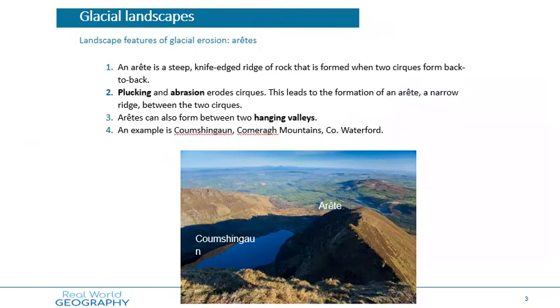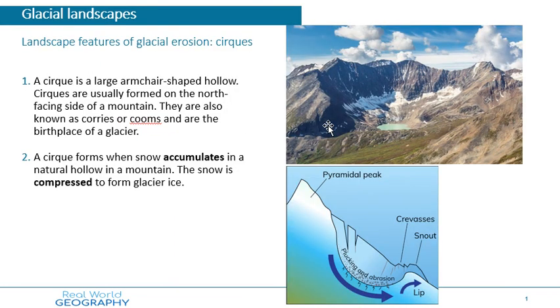Now, our second feature is even simpler, and this is called an arete. We've just looked at how a cirque is formed. Now we're going to look at an arete. An arete is a steep knife-edge ridge of rock that is formed where two cirques meet or form back to back. For example, here's an arete. It's that area that basically divides one cirque from another. There's another cirque out here, and this knife edge, sharp bit at the top is your arete.